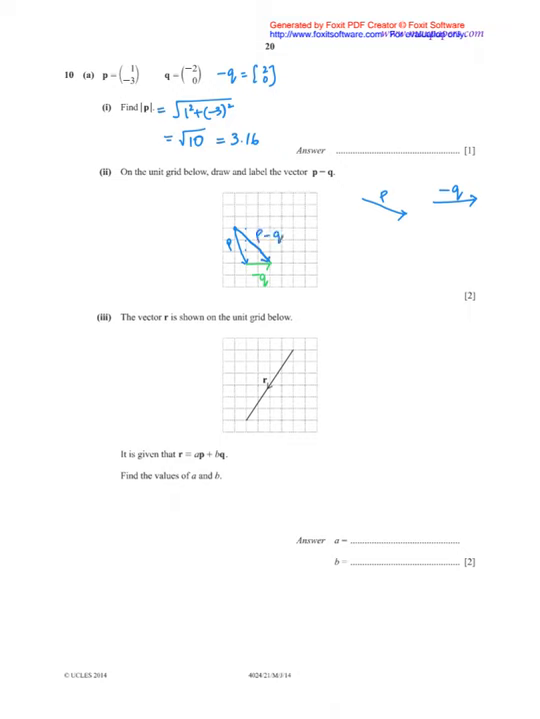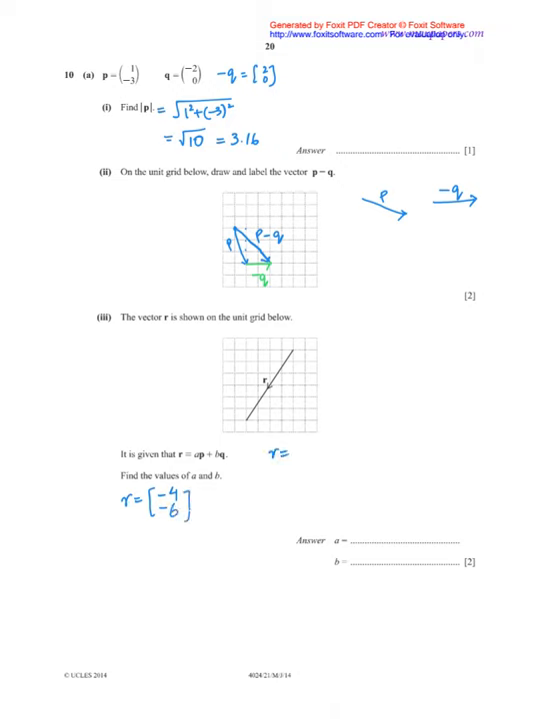The vector r is shown on the grid below. It is given that r equals ap plus bq. Find the value of a and b. Alright. So firstly I'm going to find the vector r in terms of x and y. For x I note down that it's 1, 2, 3, 4, so on the x-axis we need to go 4 steps to the left, and for y it's 1, 2, 3, 4, 5, 6. So for y it's minus 6, right? That is my r vector.